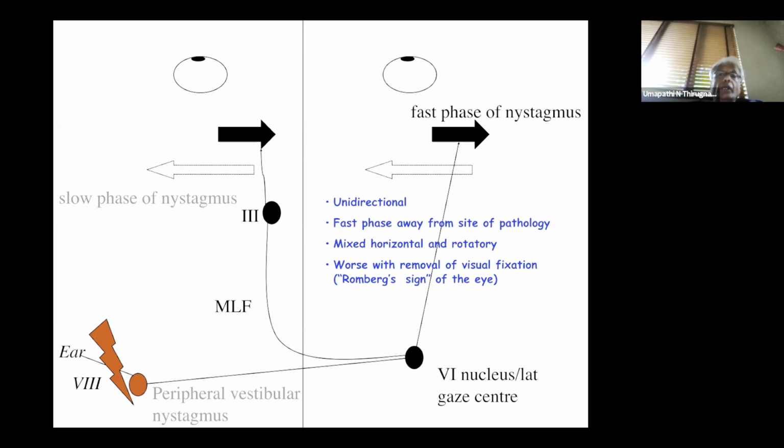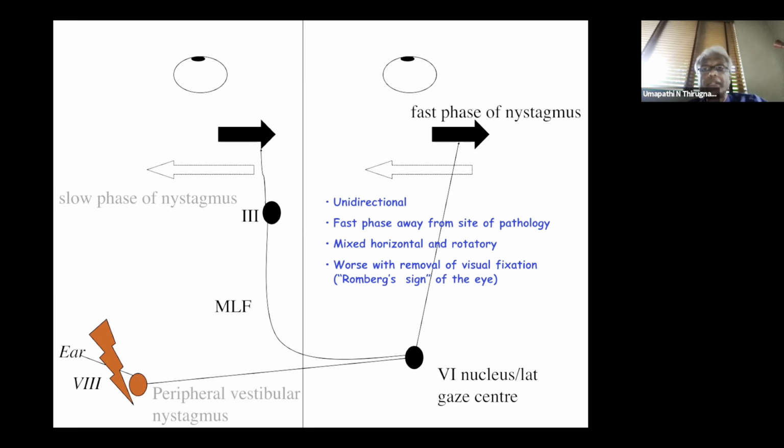Okay, so these are the key components. Peripheral nystagmus does not change direction, it's always in the same direction. The fast phase is away from the side of pathology, it is mainly horizontal with a little hint of rotation, and it worsens with removal of visual fixation, the so-called Romberg sign of the eye.